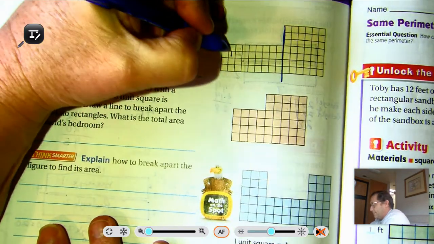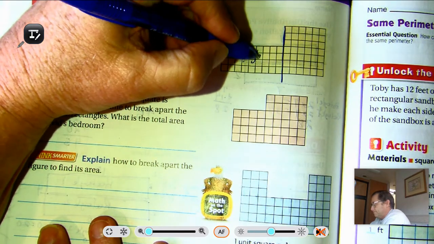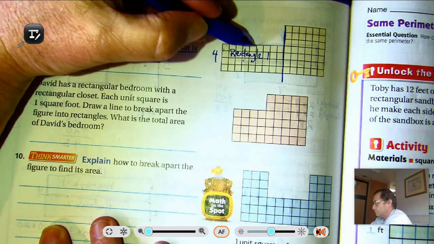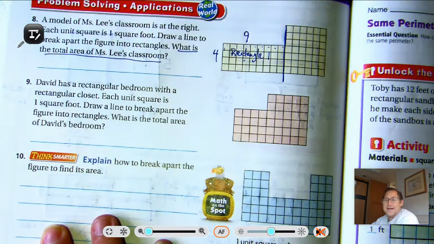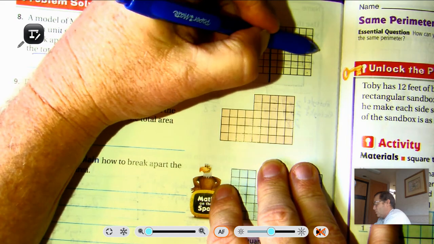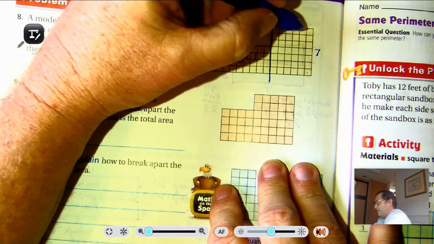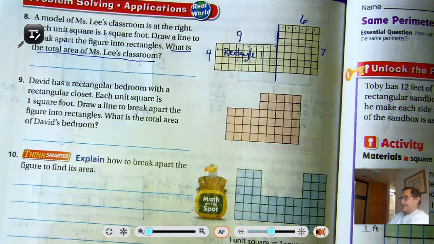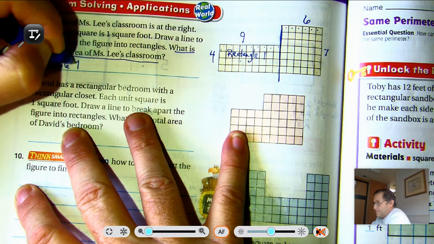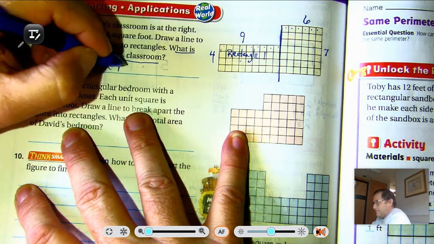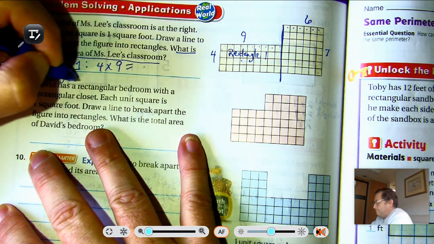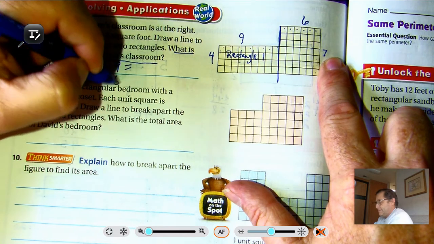So this rectangle 1 is 1, 2, 3, 4 rows. 4 rows of 9. This one is 1, 2, 3, 4, 5, 6, 7 rows of 1, 2, 3, 4, 5, 6. 7 rows of 6. So rectangle 1, 4 times 9. Rectangle 2 is 7 times 6.